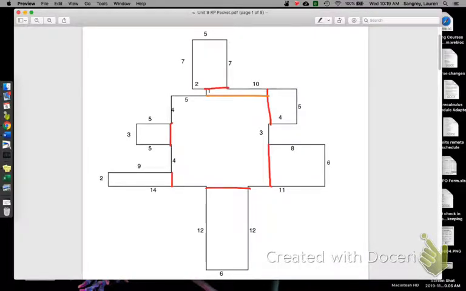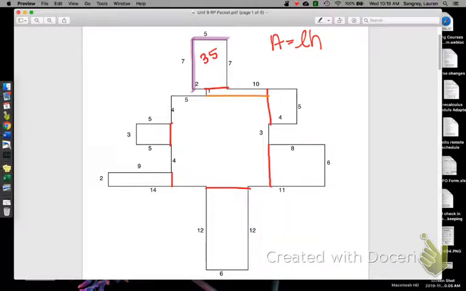So we know that our area formula for rectangles is length times width or base times height. So those are the dimensions that we need. So when I look at this very top rectangle here in purple, I have a length and a width of 5 and 7. So when I multiply those together, I get 35 for that rectangle.